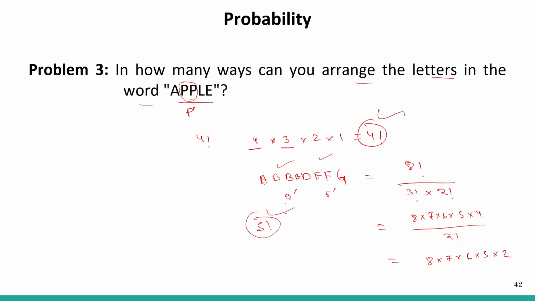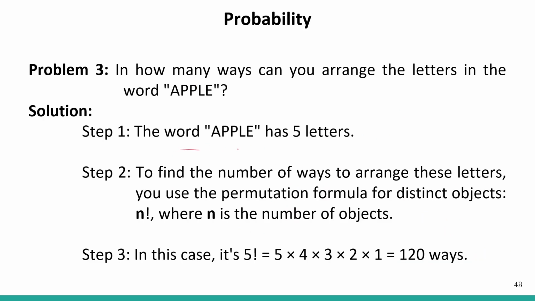So this can be arranged in 5 factorial ways. The word apple has 5 letters, right? So what we do is we first calculate 5 factorial. Since p is repeated twice, we divide it by 2 factorial. By dividing it by 2 factorial, what we are left with is 60. So 60 will be the correct answer.